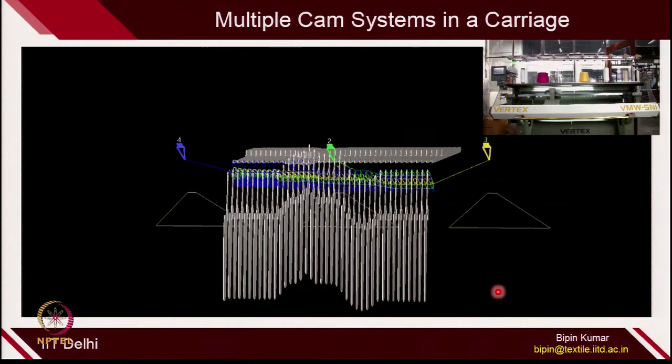For example, if you see this video, the carrier is moving from left to right or right to left, but ideally speaking, this carrier is making three courses in one go, because of the three cam system. These were some of the latest developments in the knitting machine.